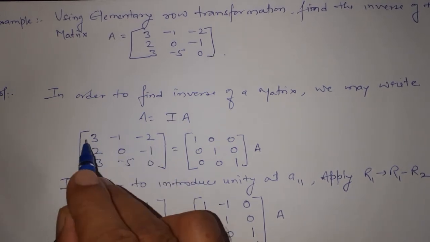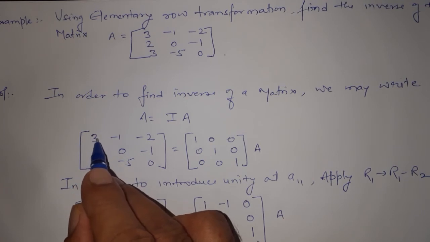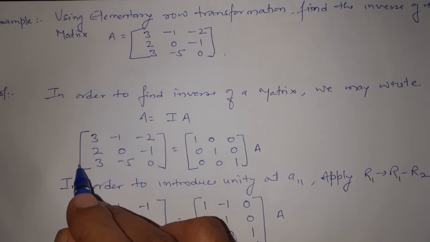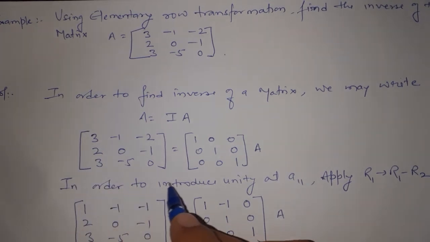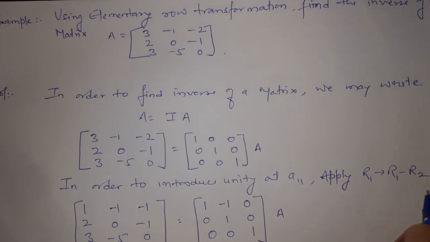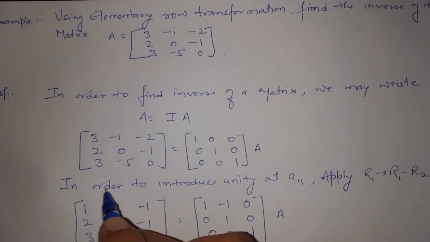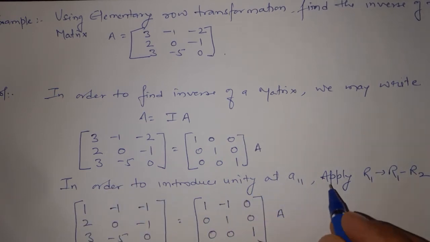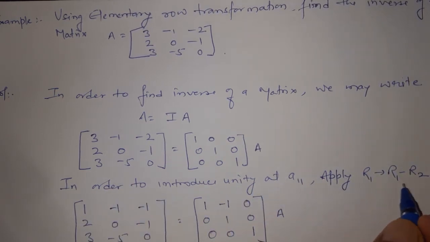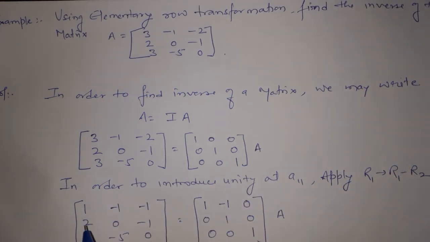A11 place means intersection of first row and the first column. To introduce unity at this position, we have to apply the operation such that we make it equal to 1. So in order to introduce the unity at A11, we have to apply R1 tends to R1 minus R2. If we apply it, which row is going to change? R1 is going to change.